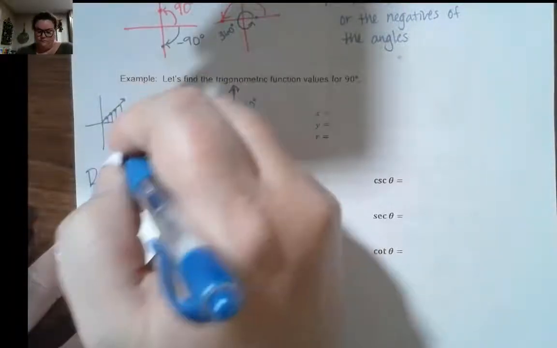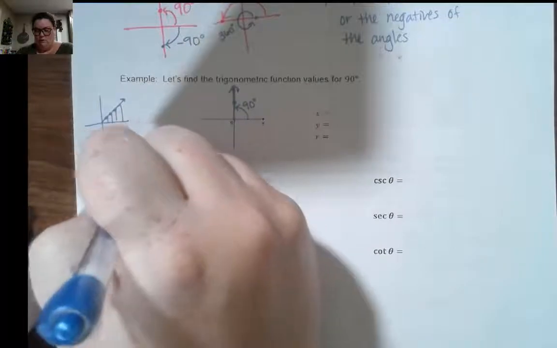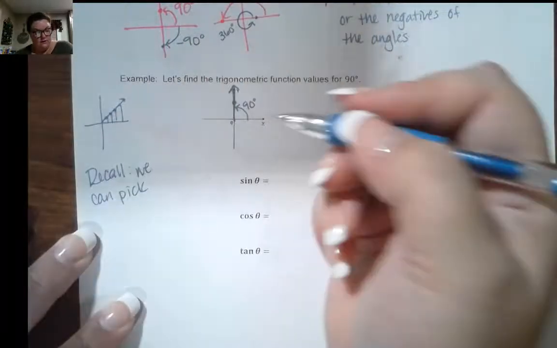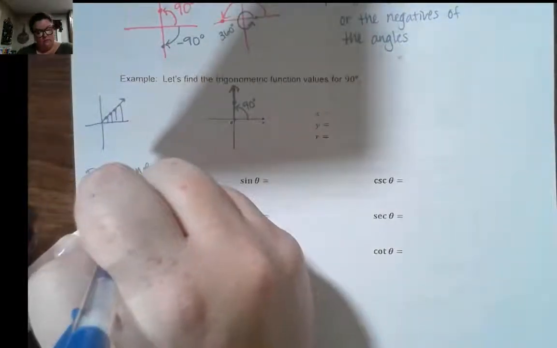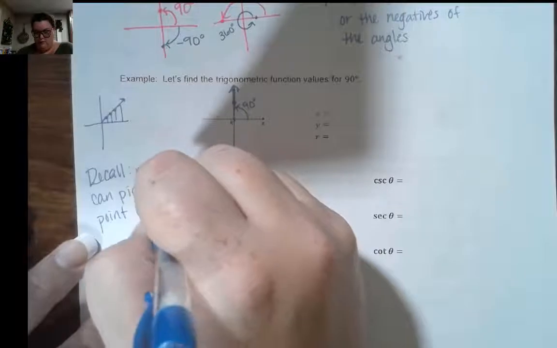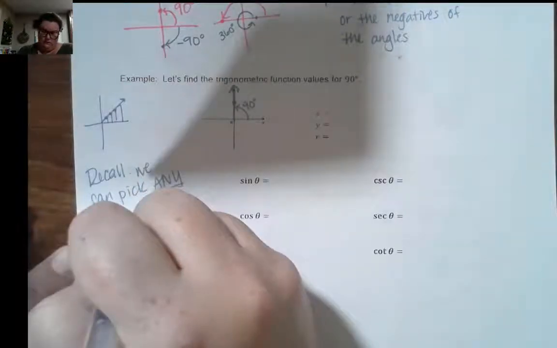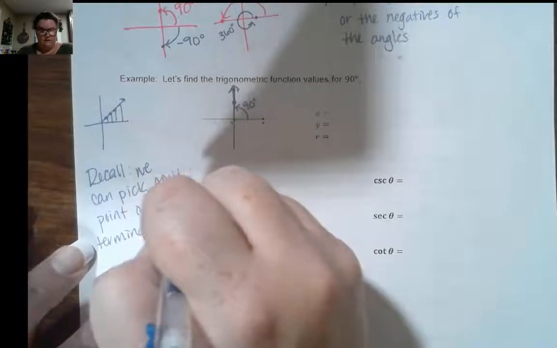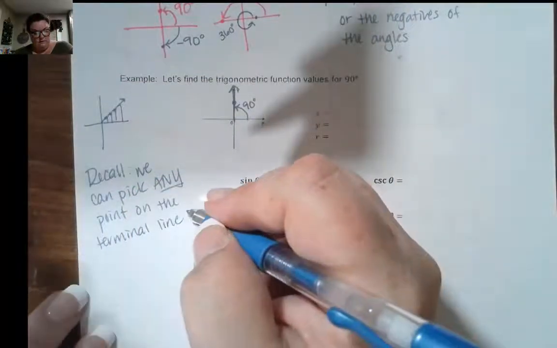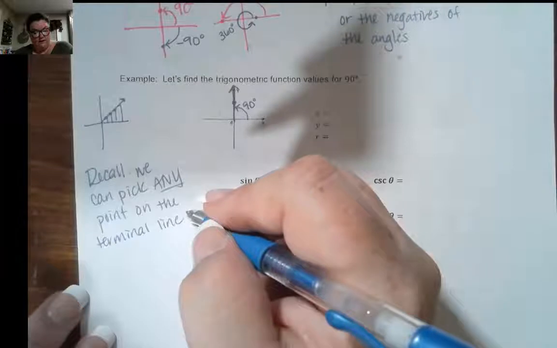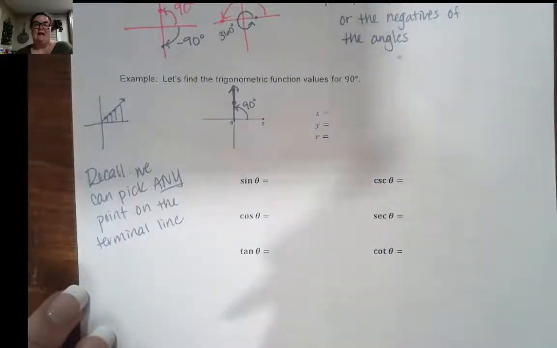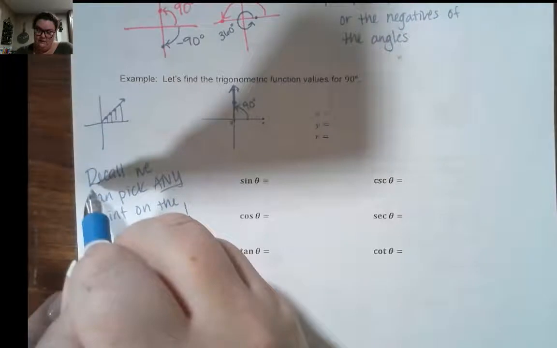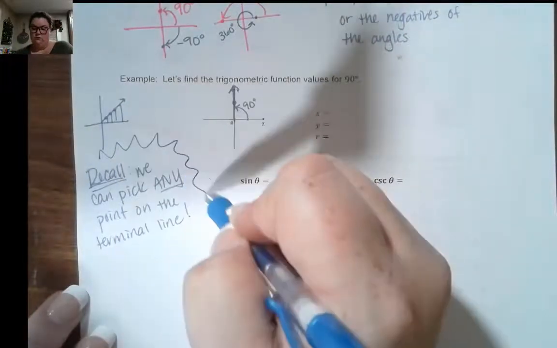Recall, we can pick any point on the terminal line because they all lie on the same ray with the same angle measure. Okay, I'm not going to write all that out. I'm just going to say we can pick any point on the terminal line. And that's wonderful.